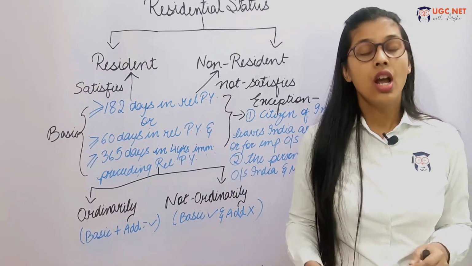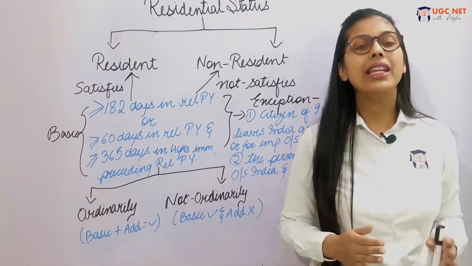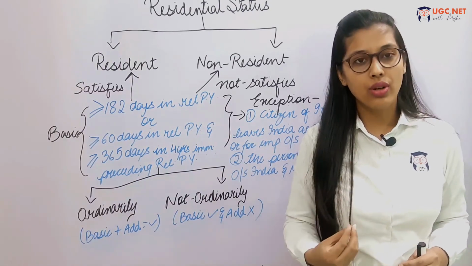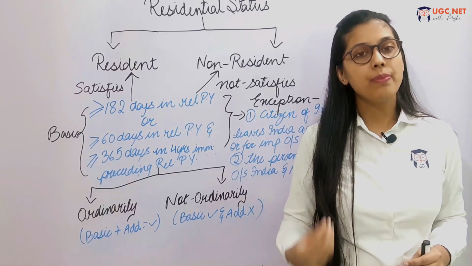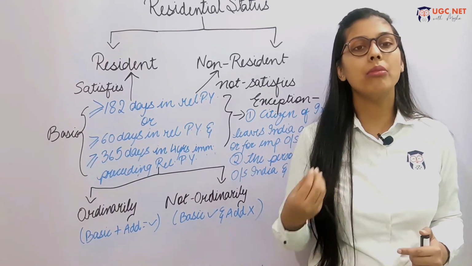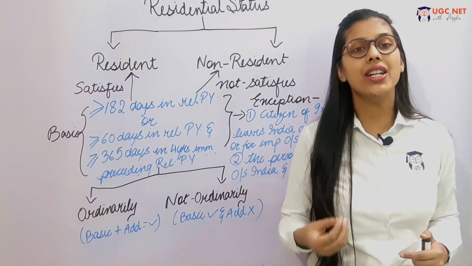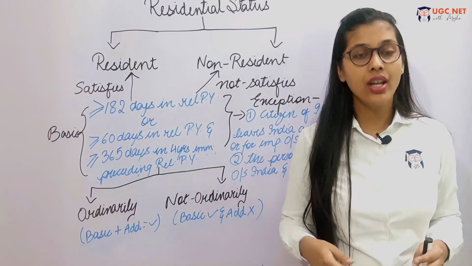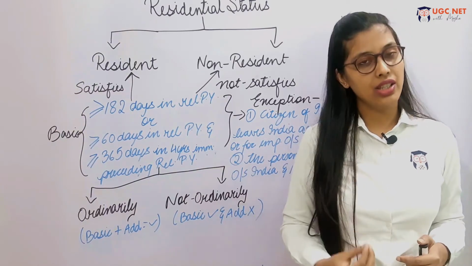So basically he resides outside India only but is of Indian origin and has visited India in any of the previous years. So what do we understand by the term Indian origin? Simply means that a person is said to be of Indian origin if either of his parents or any of his grandparents, whether paternal or maternal, were born in undivided India, that is India before the partition of 1947.